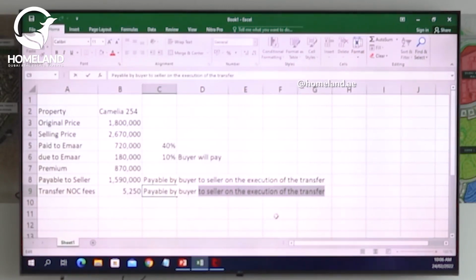So the seller applies for NOC on the Emaar 1 app, or by visiting the developer's office. At the same time, they will charge him. So here, instead of writing payable by buyer to Emaar, I will write payable by buyer for the transfer NOC fees. It means at the time of transfer, I will let him pay by cash to the seller.